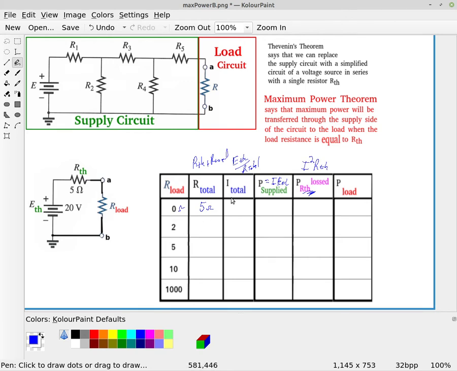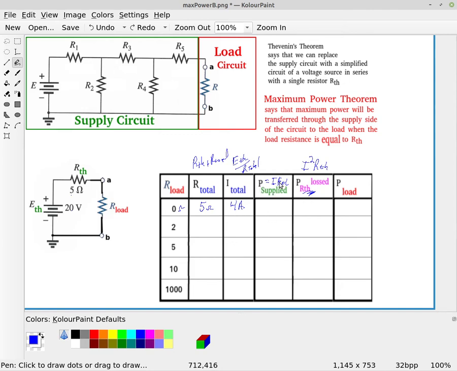So if we calculated then the current in the circuit, it is going to be the 20 volts divided by R total, which is 5 ohms, which of course is going to give us 4 amperes. So notice that if our load is shorted, there's no other resistance other than R Thevenin in the circuit. So therefore, that's going to be a maximum current. So we're actually getting maximum current at this point.